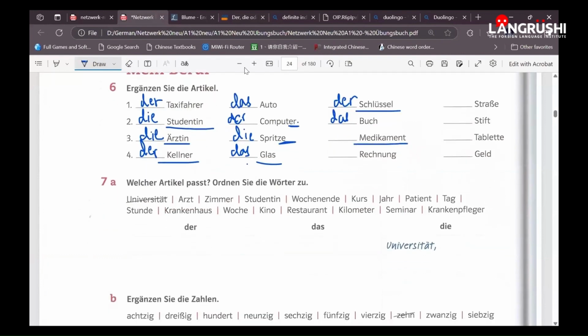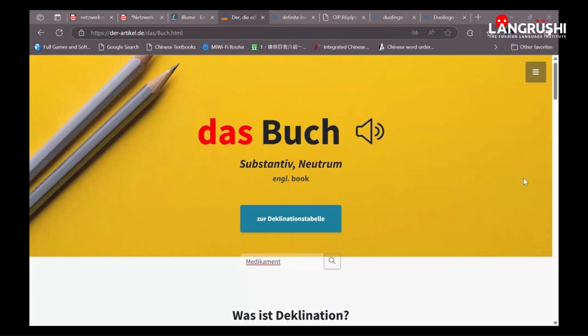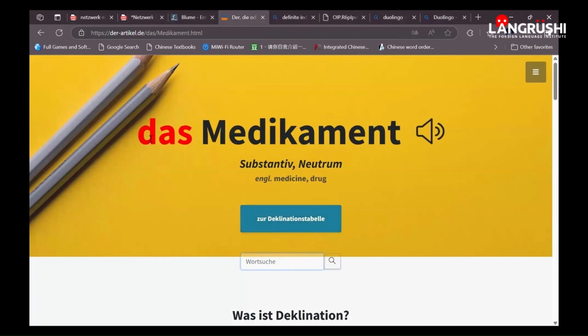Then we have Medikament. Vion, try to find this one. Medikament. Yes, Vion, are you there? Okay, who would like to tell the gender? Oh, Medikament, is it? Das Medikament. Correct. Das Medikament. Medicine.